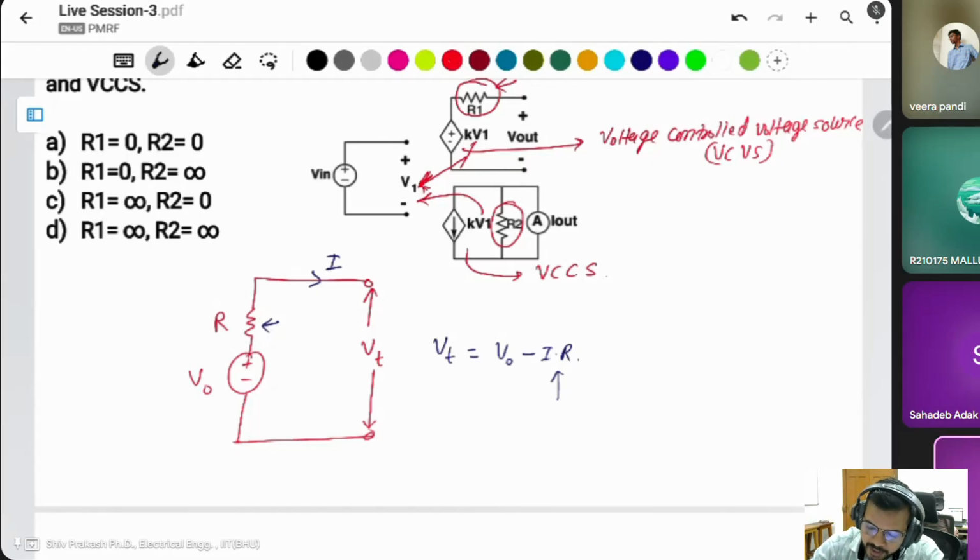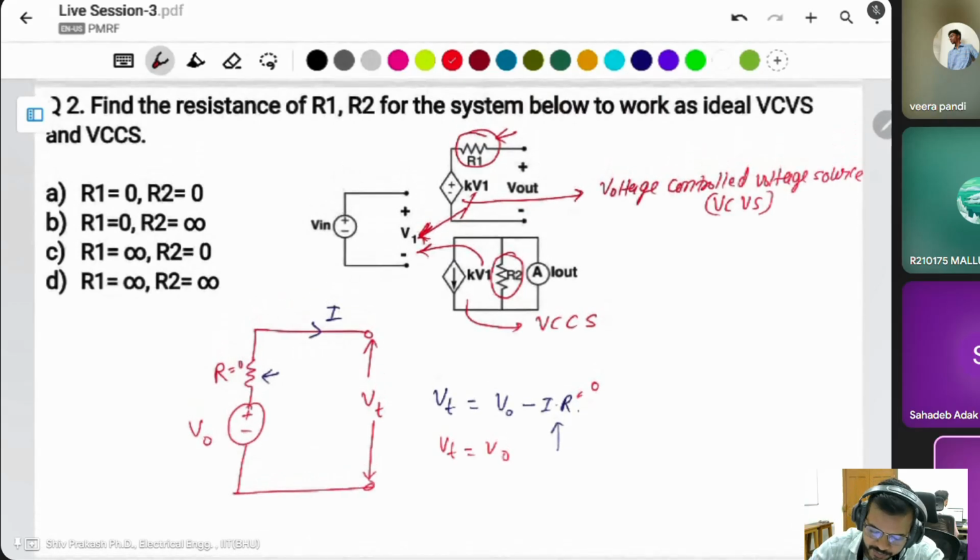Suppose there is an ideal battery. If there is an ideal battery, then what is the resistance? It means there is no voltage drop. It means this resistance will be zero. Vt is equal to V naught. It means at the voltage source, the internal resistance will be zero in the ideal case. The same thing is asked in the question: for the ideal voltage controlled voltage source, what is the value of R1? Then R1 will be 0. R1 is 0 for the ideal case.